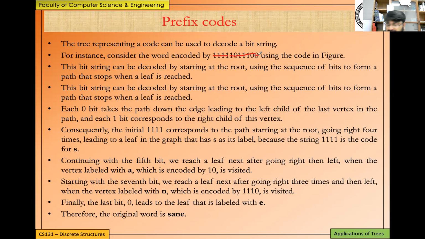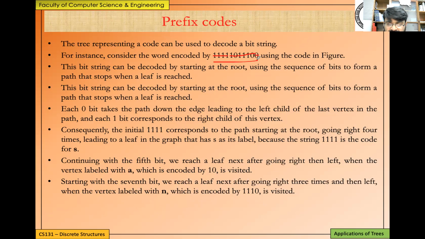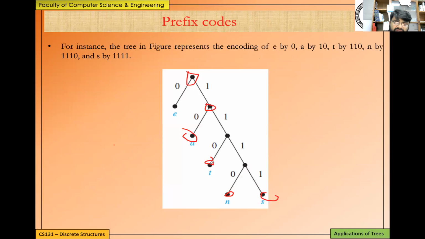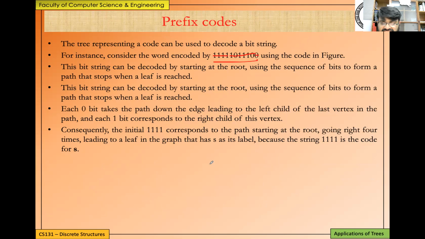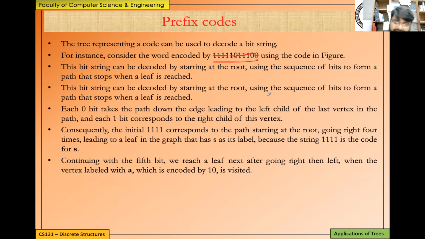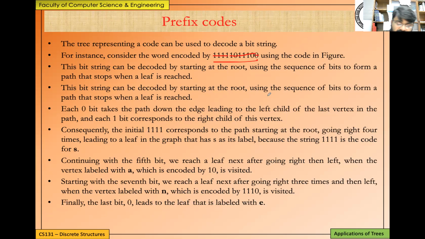But note that to get the correct word out, you not only need the encoded word, but you also need the prefix code as well. So you need this tree as well. You need to first pass this tree and then give the bit string, and then you can always encode or decode it, whatever is required, based on the tree.